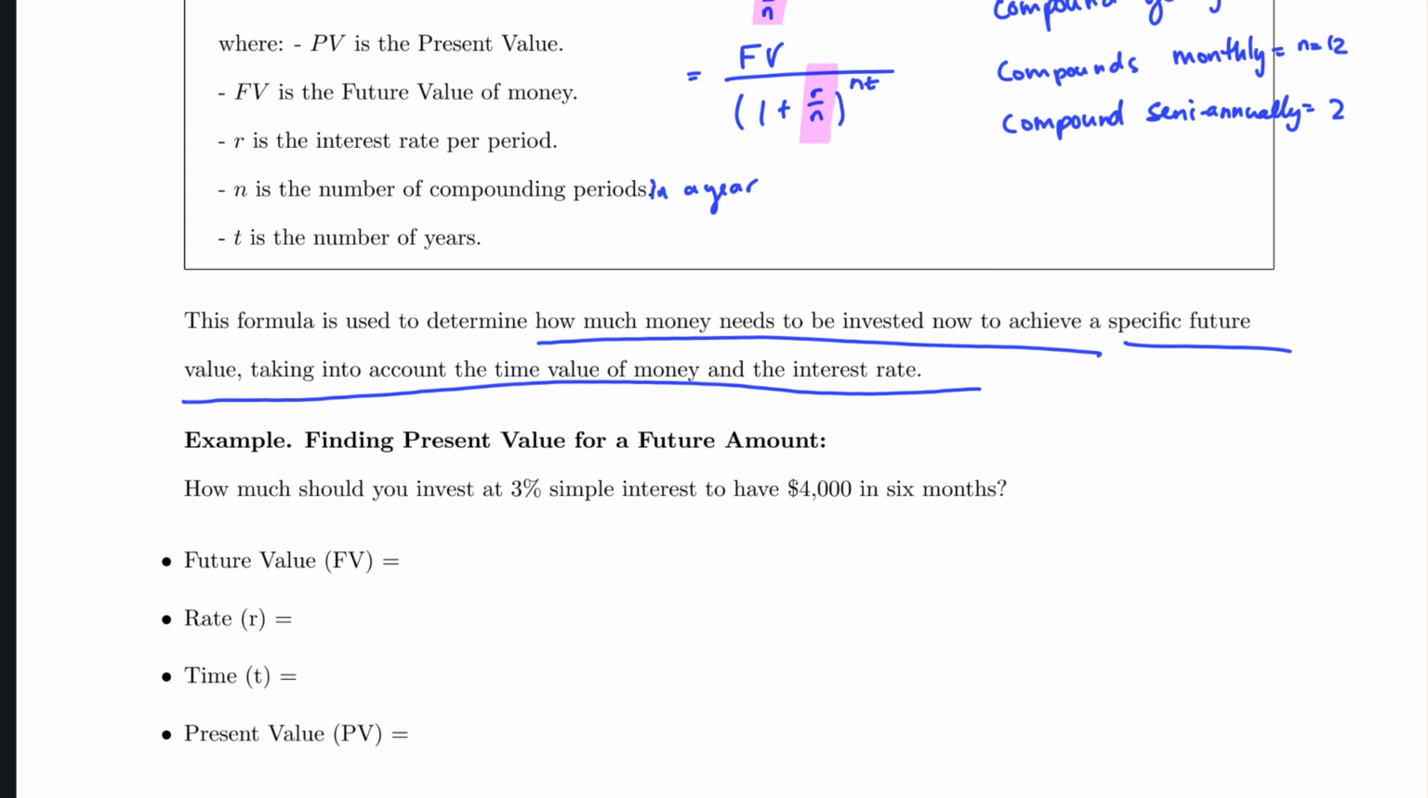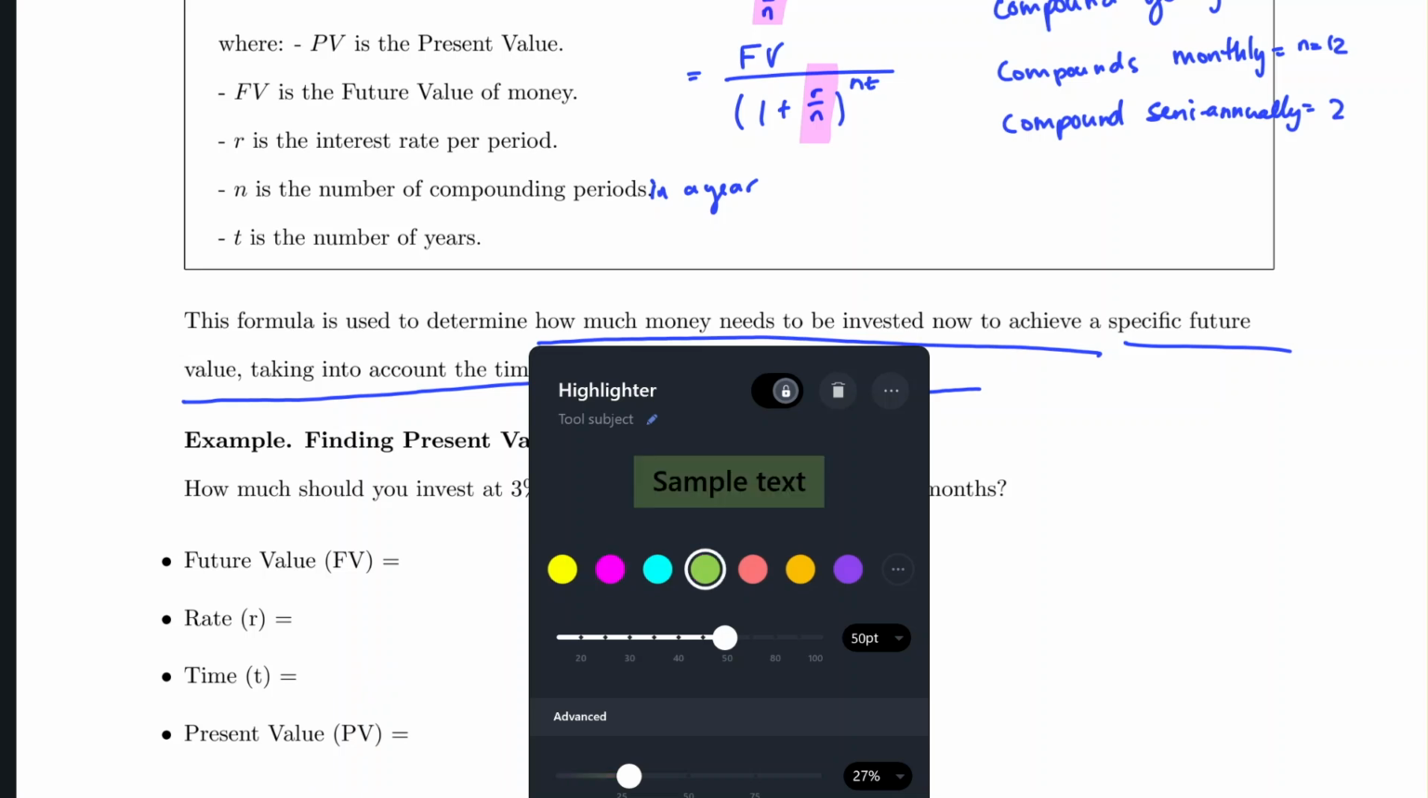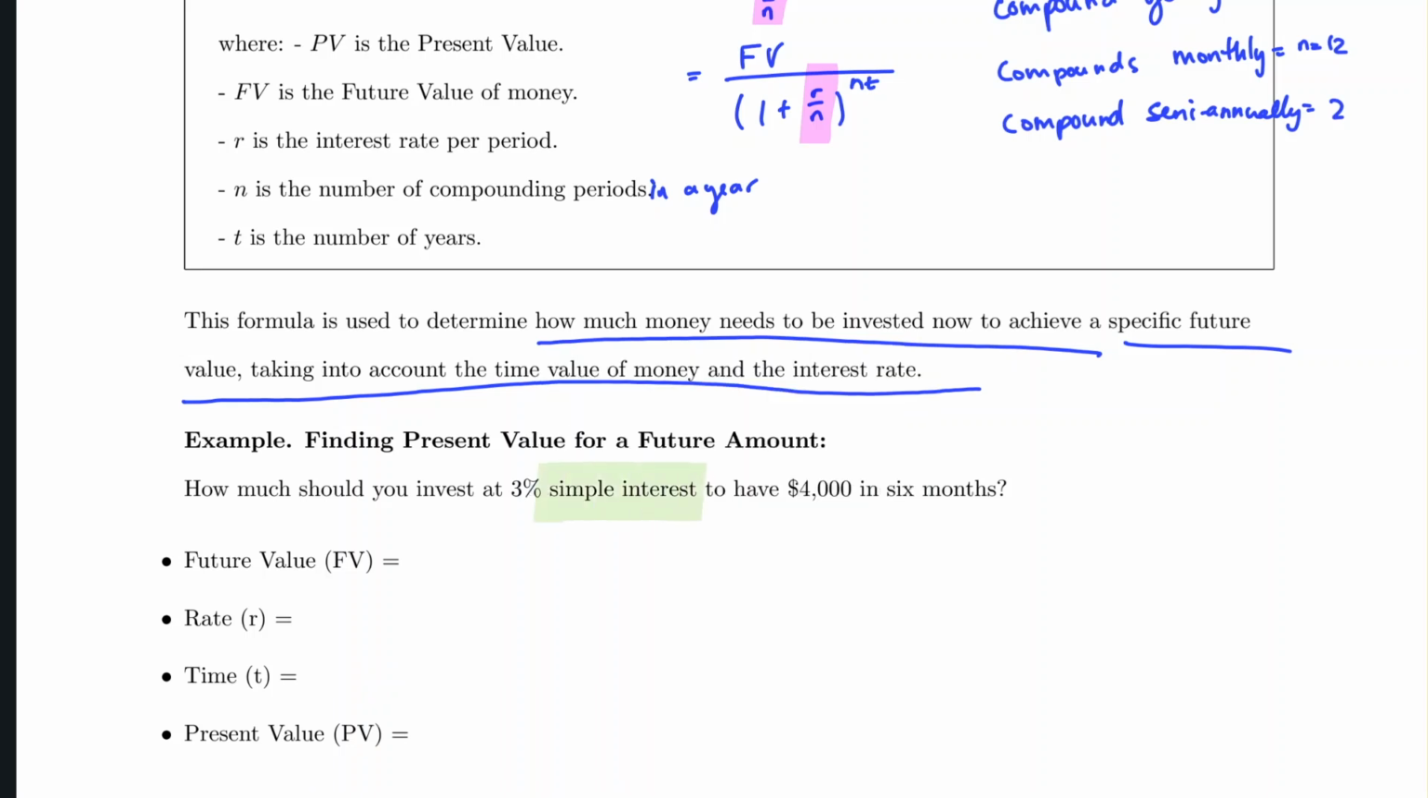So how much should we invest at 3% interest to have $4,000 in 6 months? Now here it says simple interest. I want to draw your attention to that. When they say simple interest, this adjective means something mathematically. Simple interest is compounded annually. So if it's compounded annually, they're telling us n is 1. So watch out for that small detail. Simple interest is implied to be compounded annually.